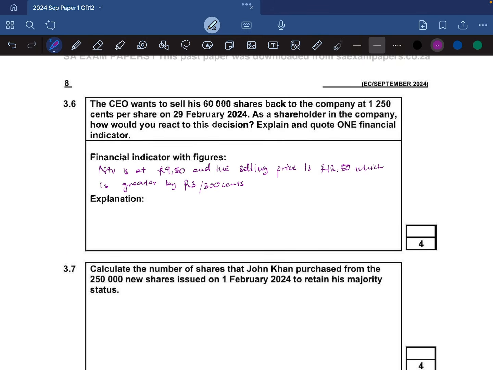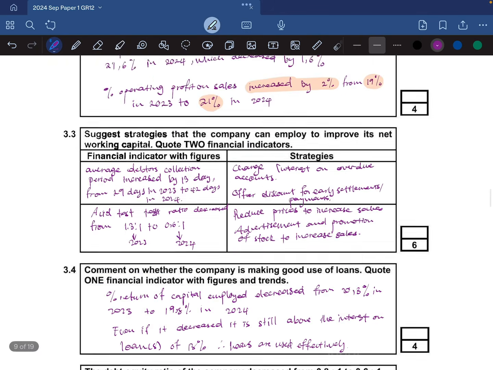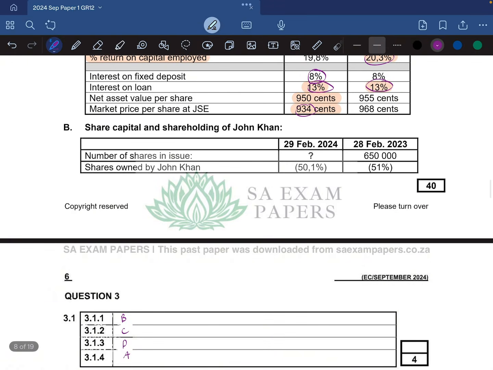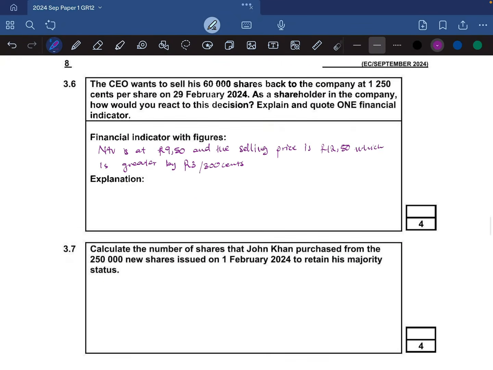Something else you could also talk about is the market price and the JSE. The JSE values these shares at 934, but this person wants to sell them to us at 12 rand 50, which is, I think, a bit ridiculous. So now we need to come up with an explanation and quote one financial indicator. How would you react to this decision?